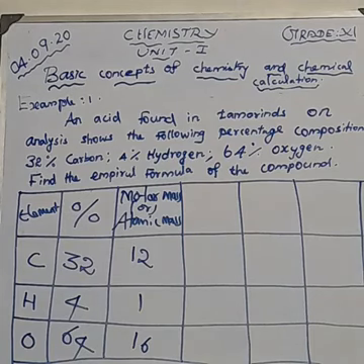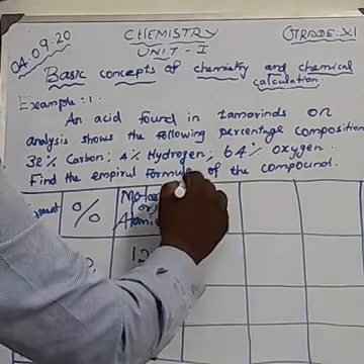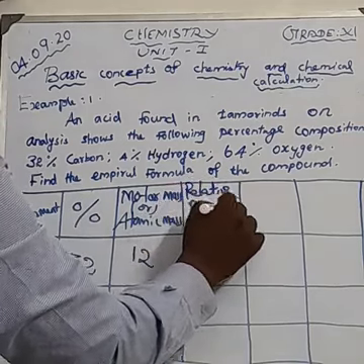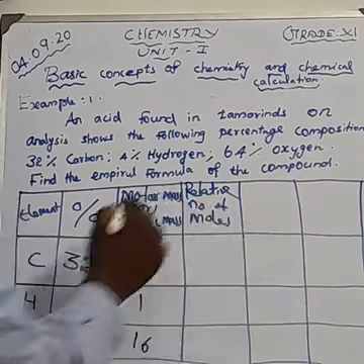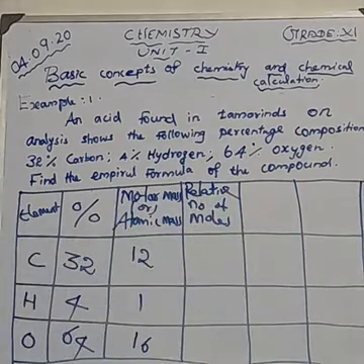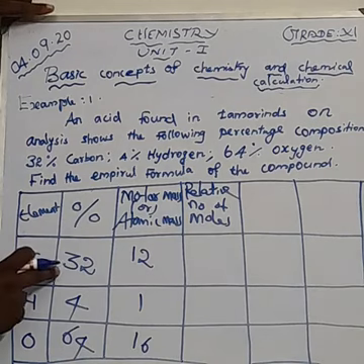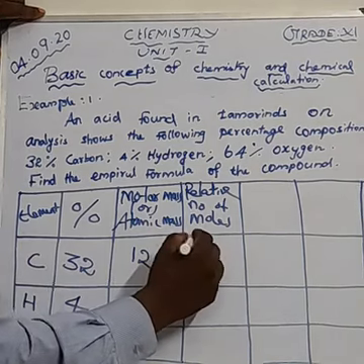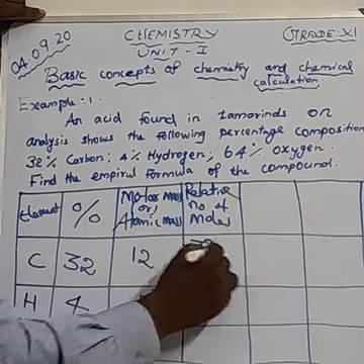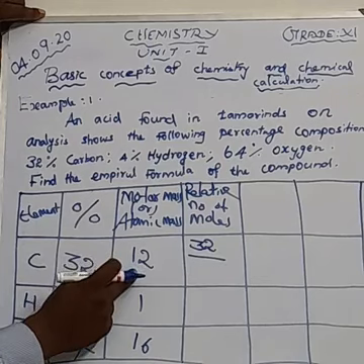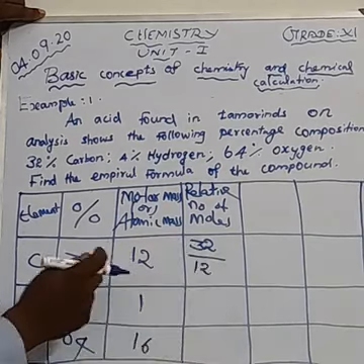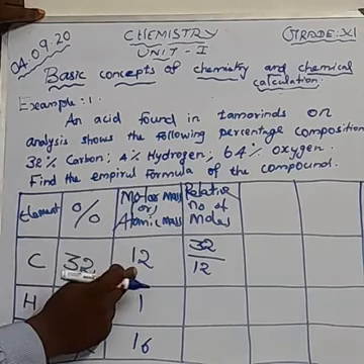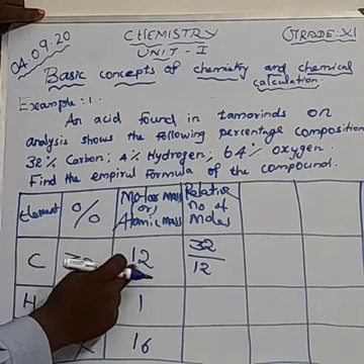What's the fourth one? Relative number of moles. Okay? Further, how will you find this? First you write the percentage of carbon here, 32. 32 divided by the atomic mass of carbon, 12. Relative number of moles means percentage divided by atomic mass. What's the formula? Percentage divided by atomic mass.